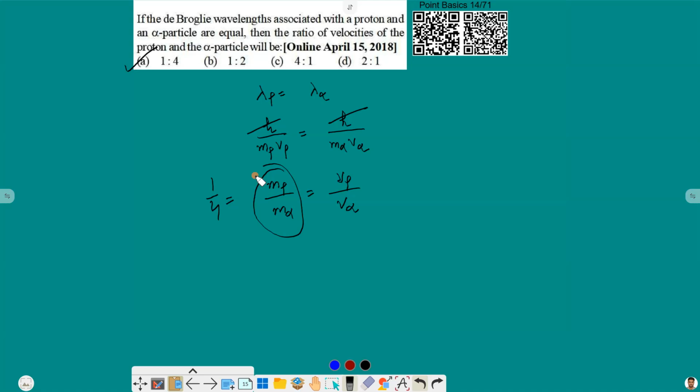Oh, sorry, I made a mistake. It will be m alpha by mp. M alpha by mp, and that will be equal to 4 by 1. So not option A. Option C will be the right answer.